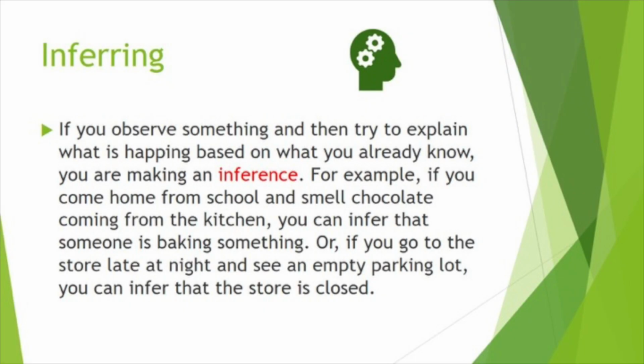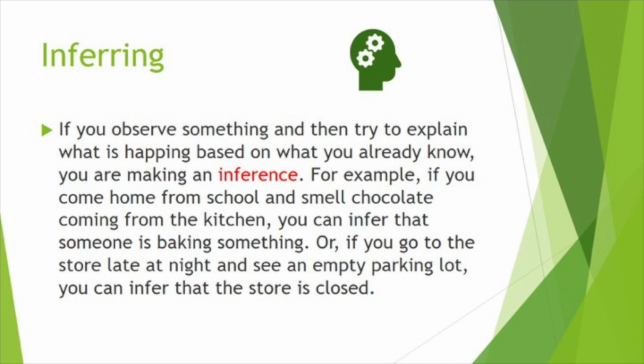Next, we're going to talk about inferring and predicting. These are two things that get a little confusing, so pay close attention here. Inferring happens if you observe something and then try to explain what is happening based on what you already know. That's what making an inference is. For example, if you come home from school and you smell chocolate coming from the kitchen, you can infer that someone is baking something, probably cookies, maybe brownies.